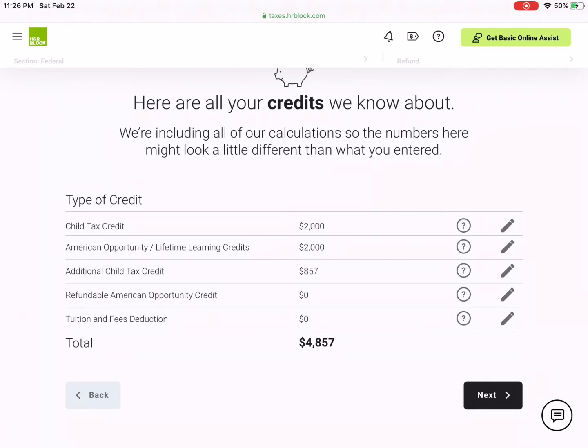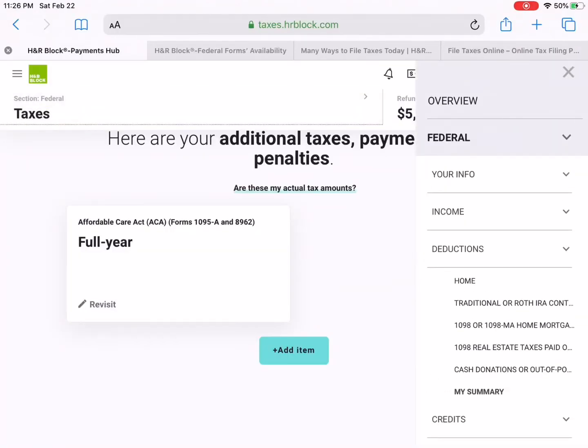You'll also see that there's that $2,000 lifetime learning credit. I don't want that. I want the American Opportunity. I want the refundable stuff. So here we'll go into another thing.